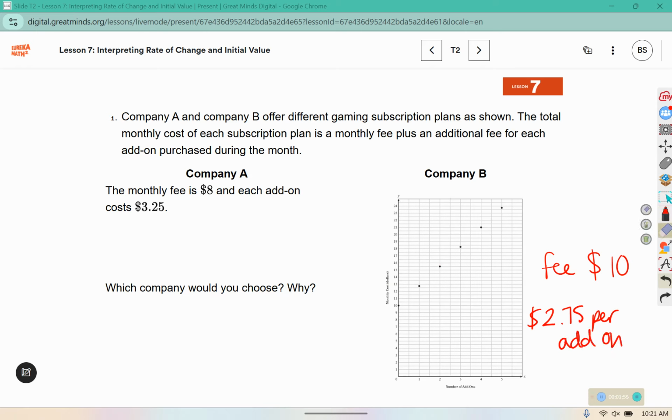So if you are planning on purchasing a lot of add-ons, you might choose Company B. However, if you're not planning on purchasing many add-ons, you might choose Company A.